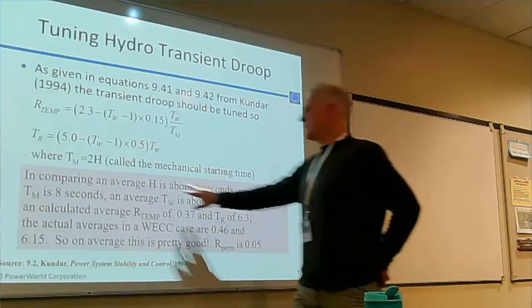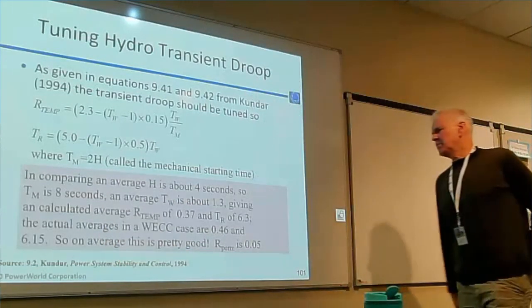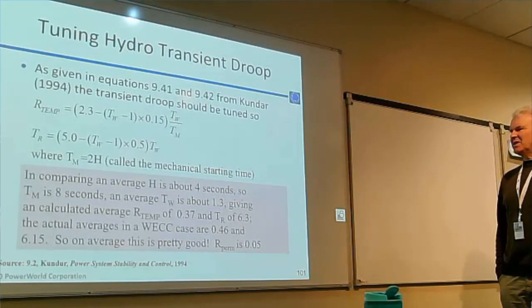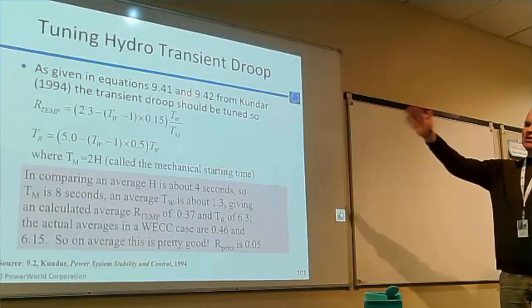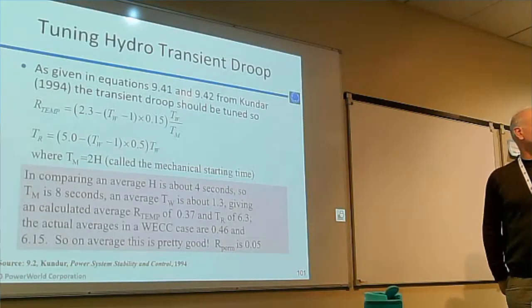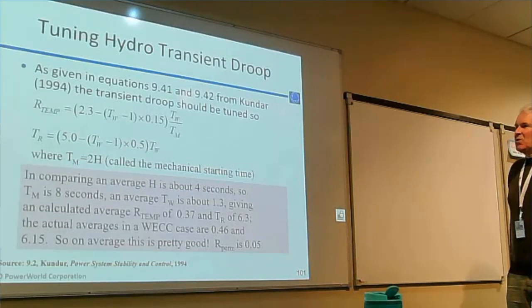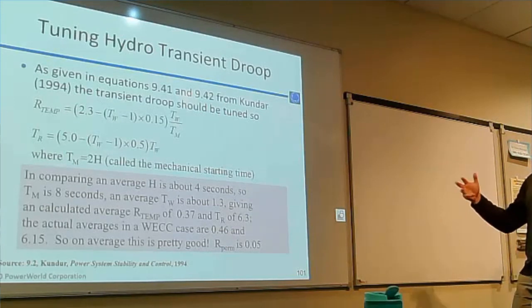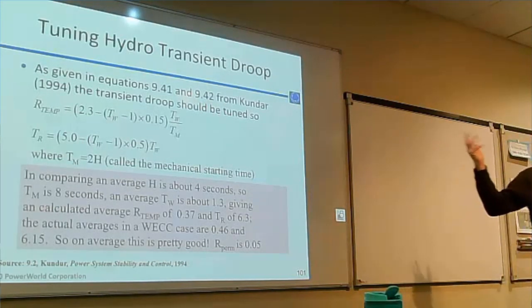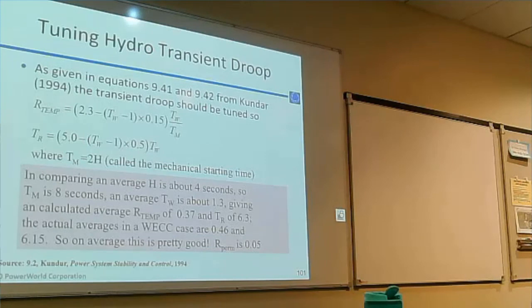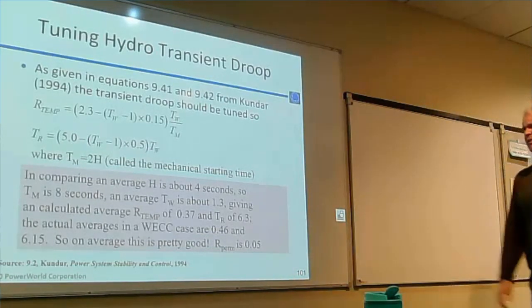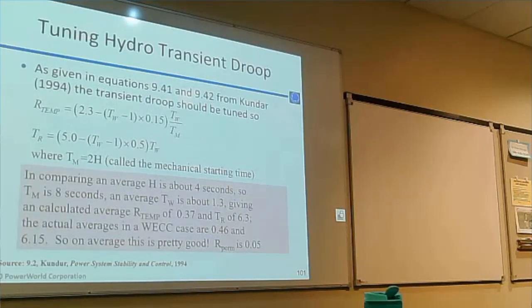And what I did is I went through a WECC case and I looked to see what these values are actually set to, and surprisingly they're set to values that are very close to what you get out of these equations. So obviously, with this hydro unit, somebody is setting the parameters on the governor response, and what they're setting is pretty close to what's given by these equations here.